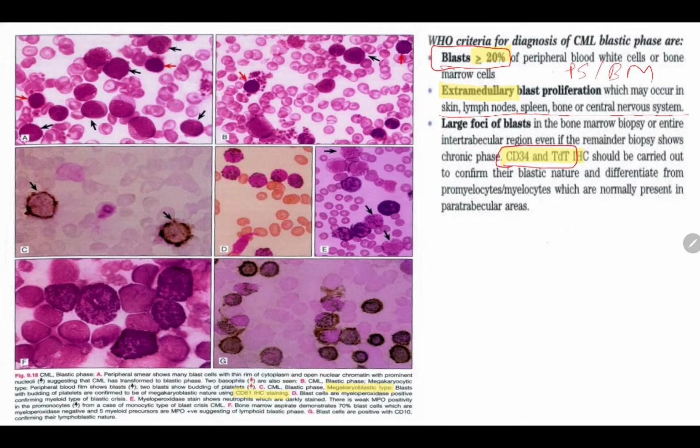These are some images of blastic phase. As we all know, prominent nucleoli are seen. The blasts are seen in this image. Then the megakaryocyte is also seen. Megakaryocyte type of blastic phase is seen in this image, and the MPO stain is also done, in which 70% of blast cells are MPO negative, while some MPO positive cells suggest the lymphoid blastic phase.